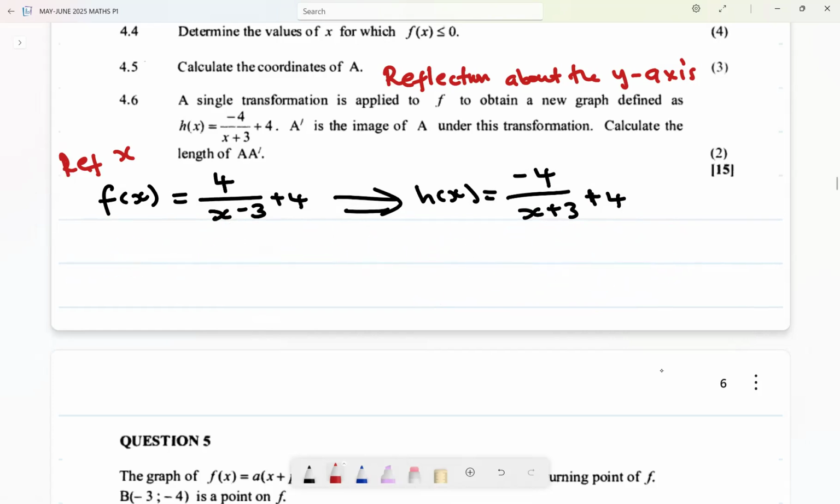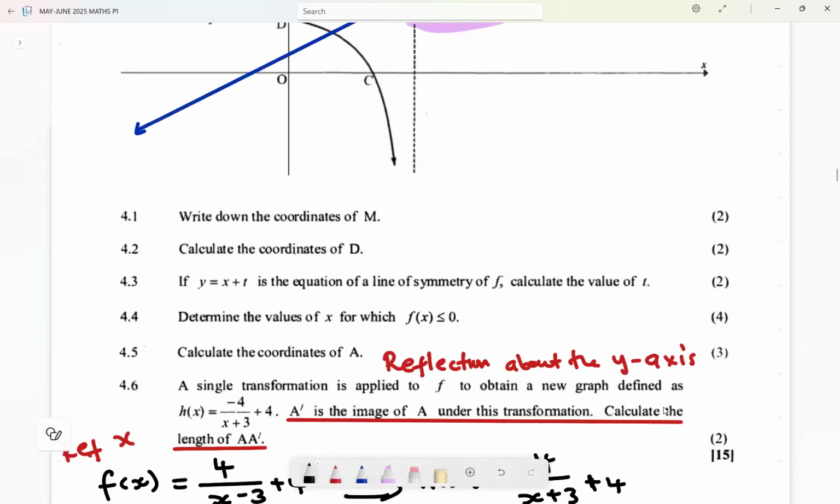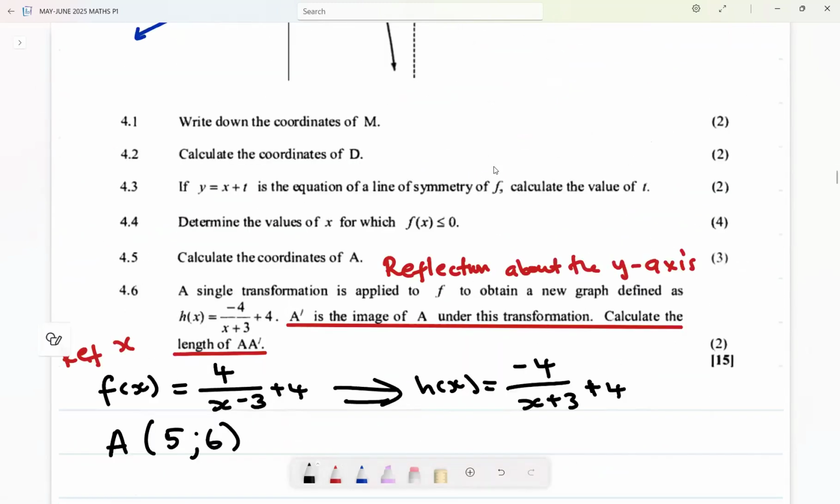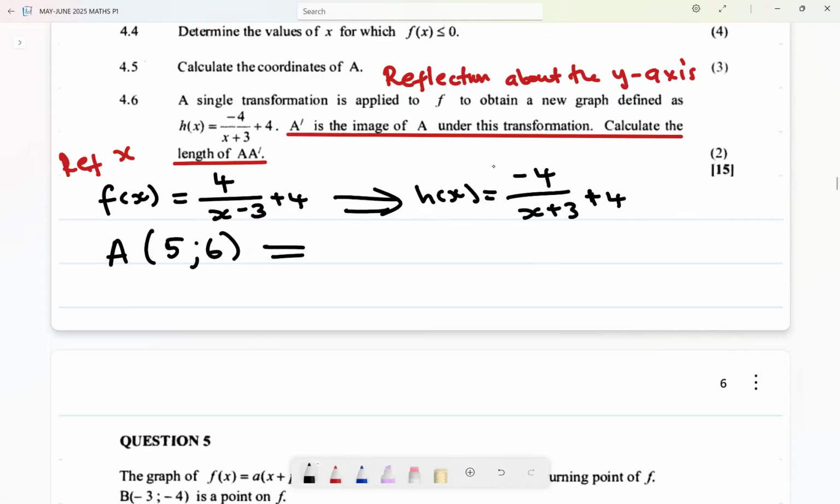But now that's not the question. How did we reflect it? It says A' is the image of A under the transformation. Calculate AA'. So we needed to see how it is reflected. So A has the coordinates 5 and 6, as we just found. How can we get A' by reflecting this across the x-axis?